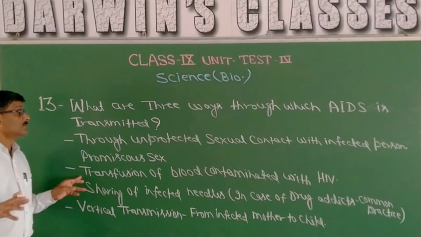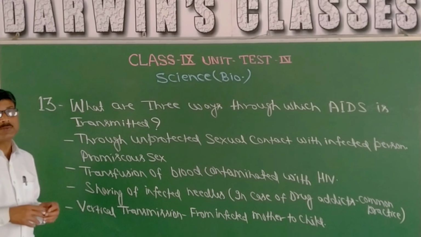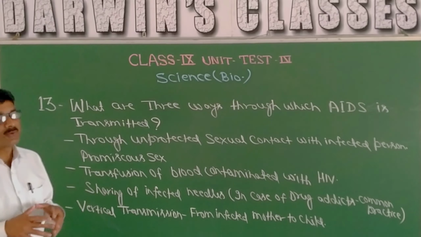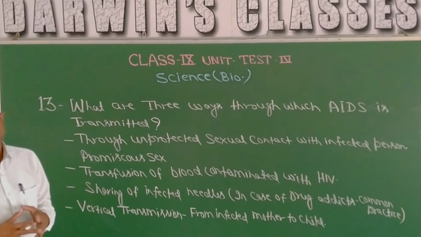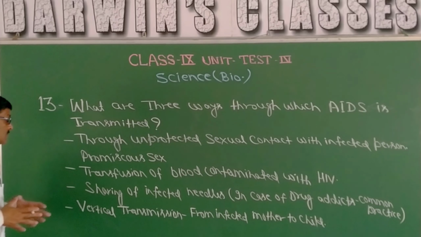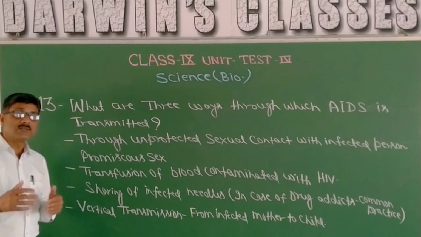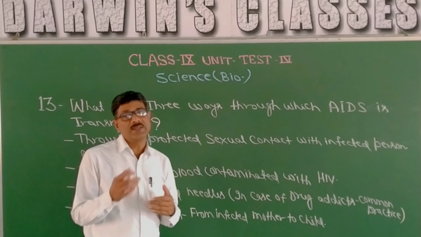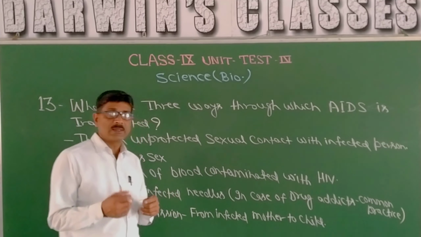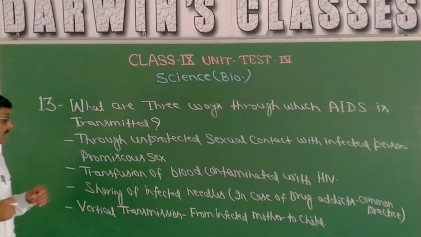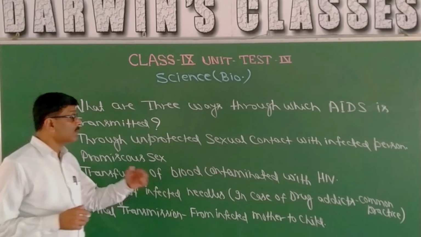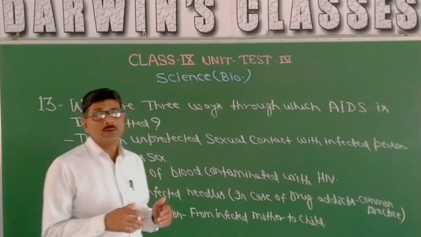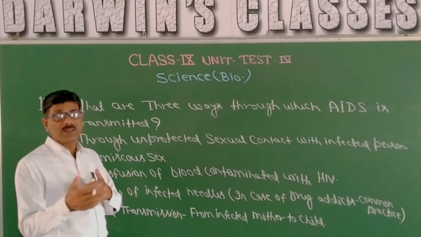Transfusion of blood, that means contaminated blood. If the blood which is being given to the patient is having the HIV virus, then the person will suffer from it. Sharing of infected needles or even surgical instruments, if they are not properly sterilized, then in that case chances may be there. And vertical transmission, that means from infected mother to child, either during childbirth or during lactation, during feeding the baby.